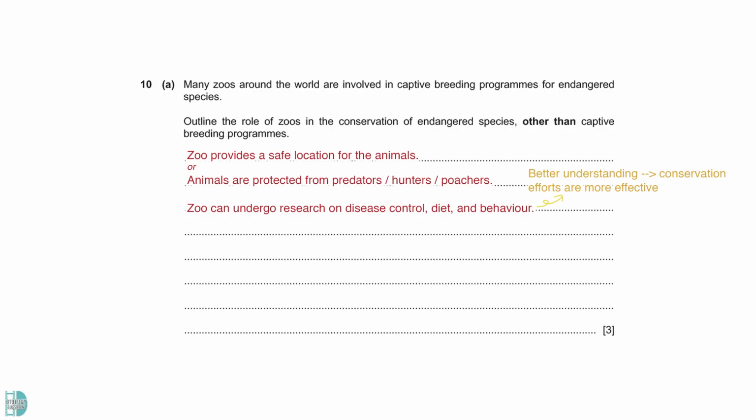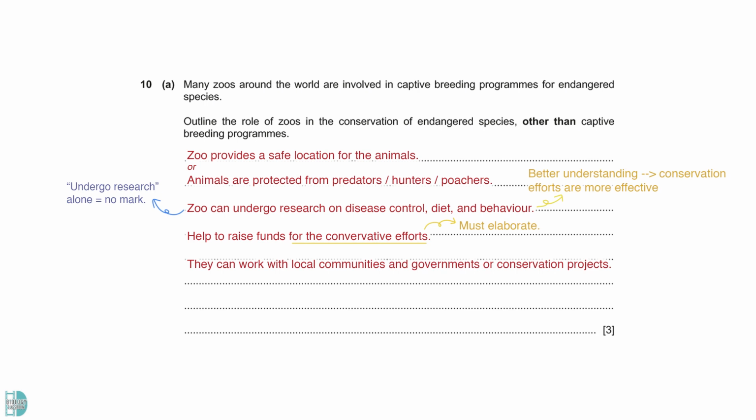For this point, you have to elaborate on the types of research being done. Carrying out research alone will not give you any marks. They can help to raise funds for the conservation efforts, as many of these programs are very costly. If you only talk about raising funds without any elaboration, you may not get this mark. Zoos can work with local communities and governments to organize conservation projects.